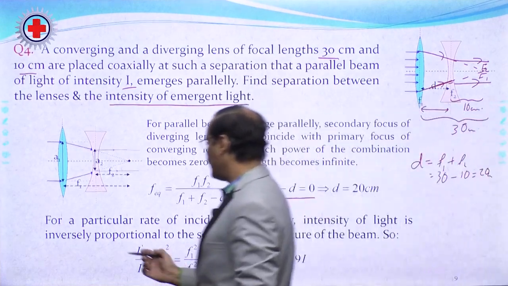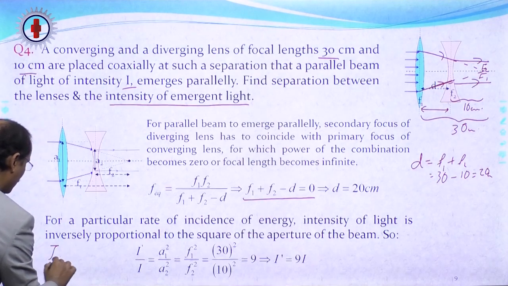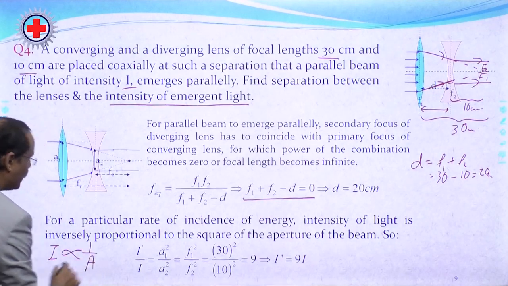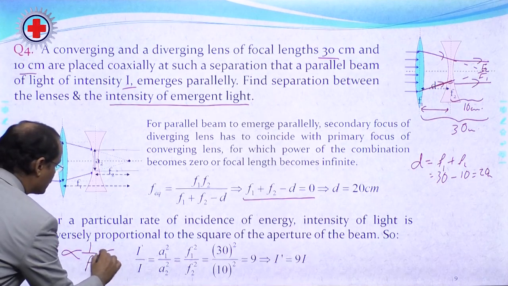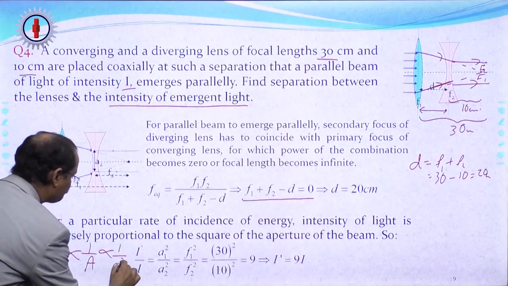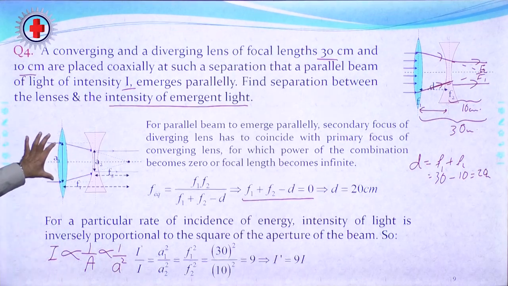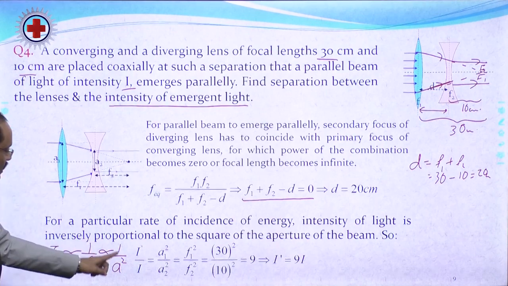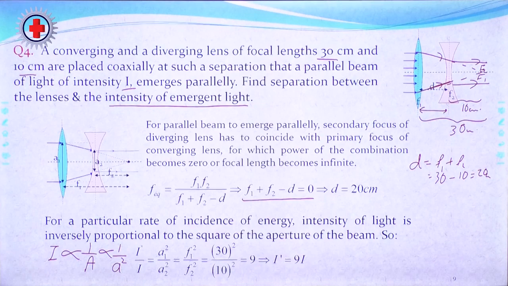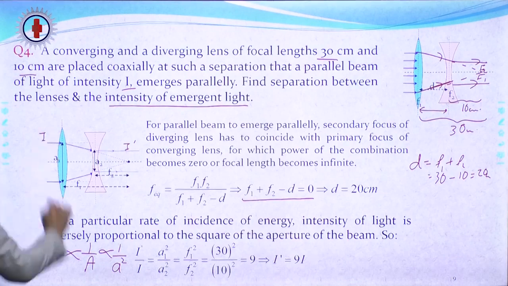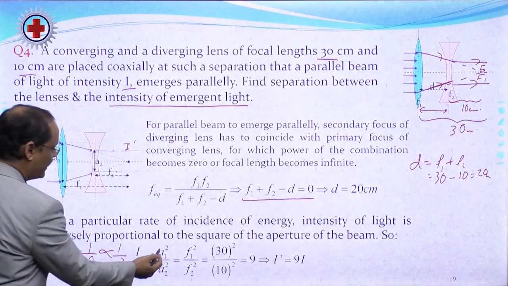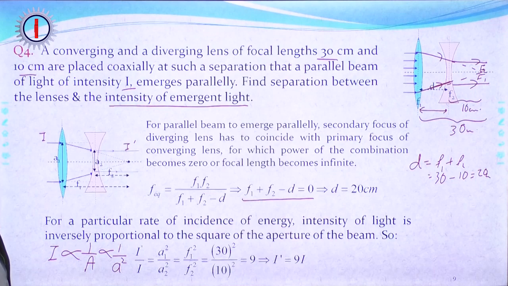So, we could write intensity to be inversely proportional to area of the beam through which light is going, and area is proportional to square of its aperture. Now, the initial incident beam has aperture A1 and emergent beam has aperture A2. So, intensity is inversely proportional to square of aperture. I dash is the intensity of emergent beam, I is the intensity of incident beam. So, I dash by I is equal to A1 square by A2 square.